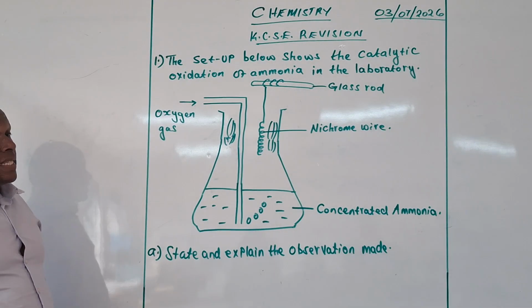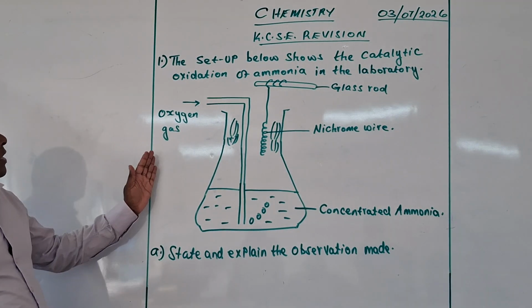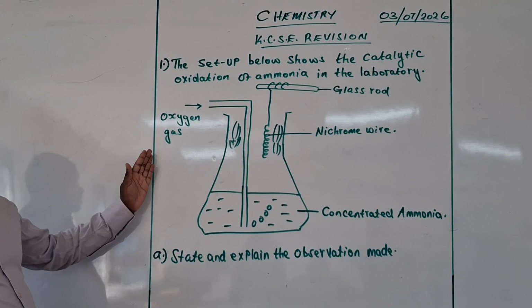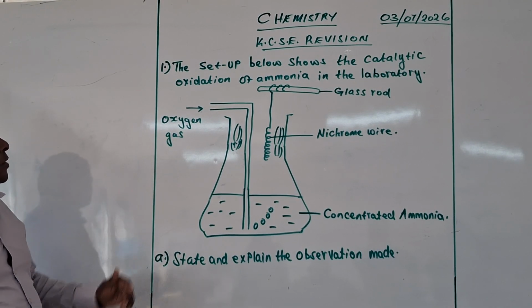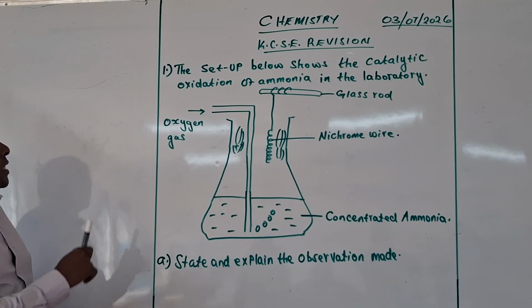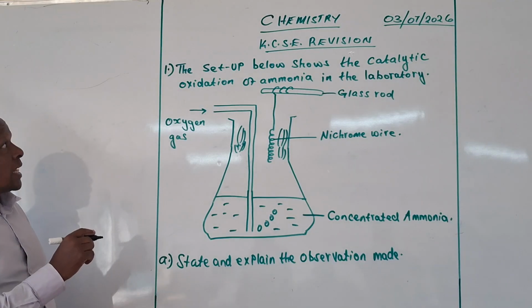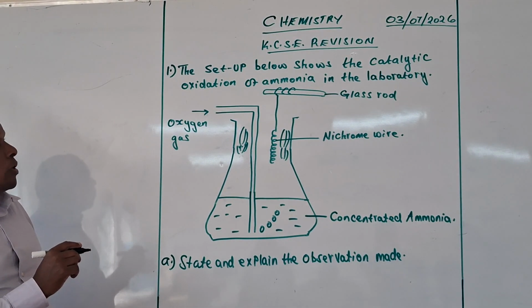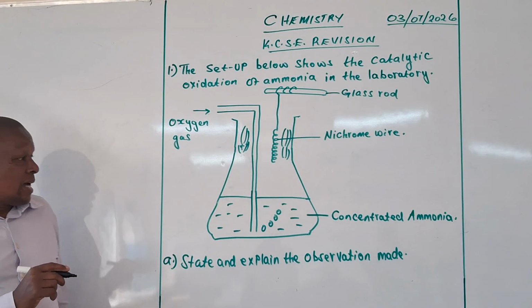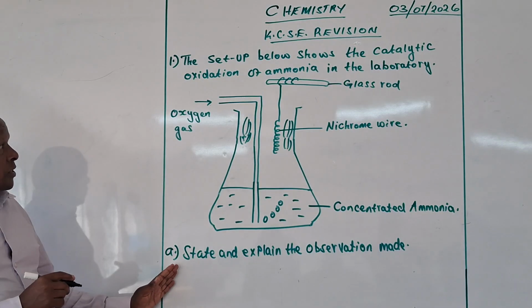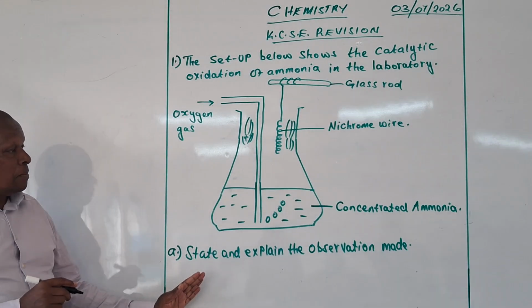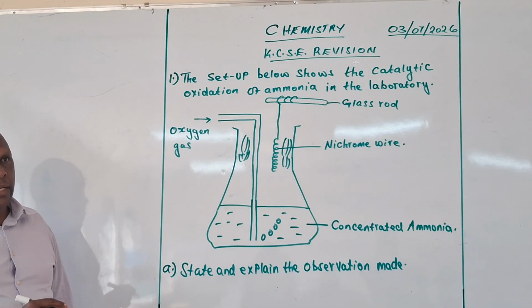We are going on with KCSE revision. This question number 1 is a question on nitrogen and its compounds. The question reads, the setup below shows the catalytic oxidation of ammonia in the laboratory. And this is the setup. The first question is asking, state and explain the observations which are made.